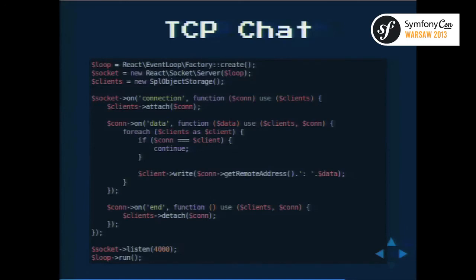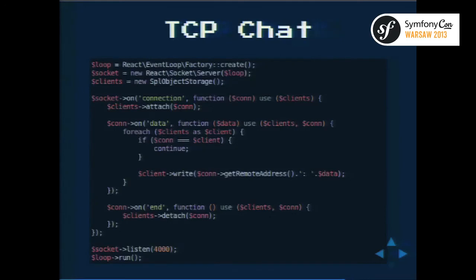So the TCP chat here, after the talk, I think we're running a little bit out of time, but I can go through and talk about this or give a demo outside. We create the socket server, and every time there's a new connection, we just store it in our array. And then every time there's data, we write it out to everyone else that's connected, not the same user that just posted this incoming data.